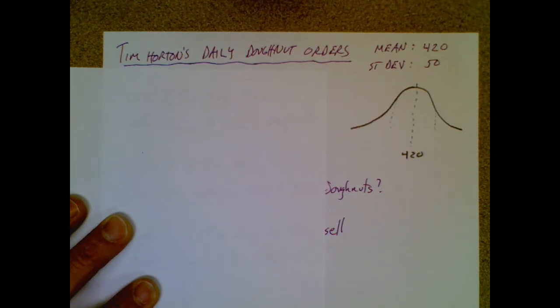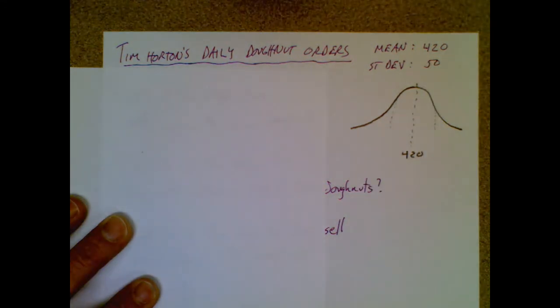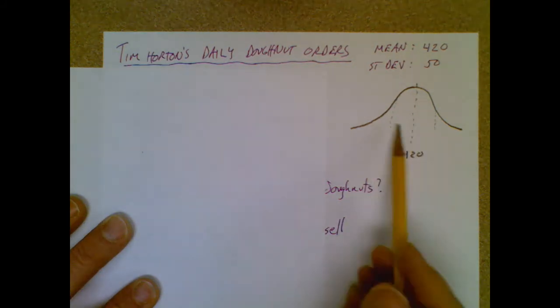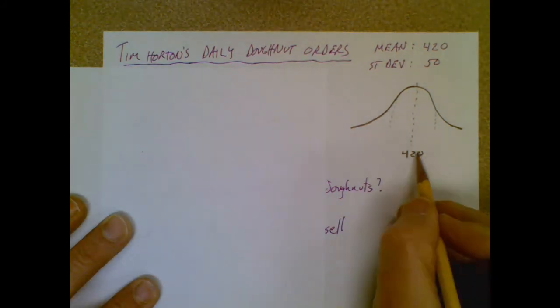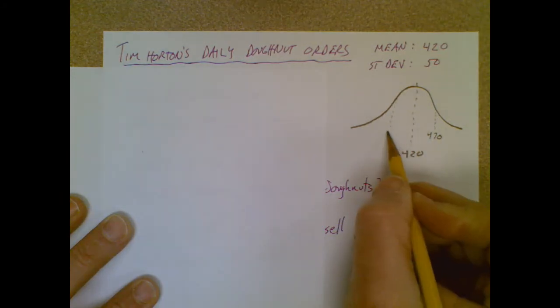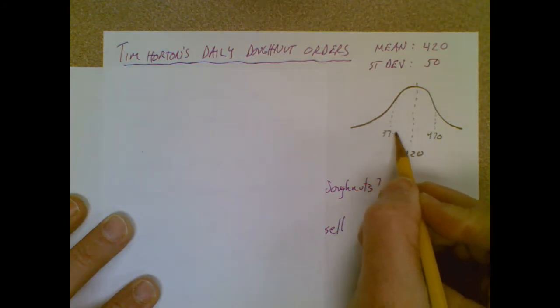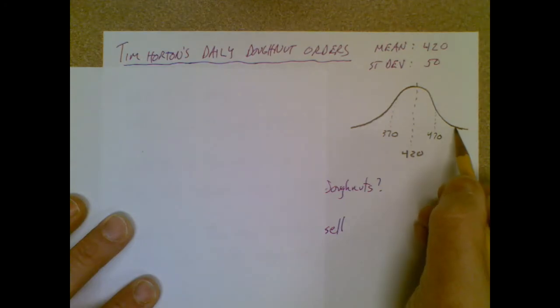As long as they did a dot plot to find out if the data followed a normal distribution, and they found out that it did follow a normal distribution, then they can start making this little sketch. The mean is 420, the standard deviation is 50, so I can add and subtract 50 from the mean, and in fact I can go out one more standard deviation.